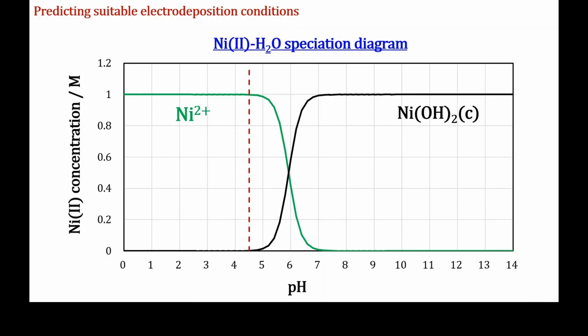And realistically, if you look at any reports of nickel plating baths that don't contain complexing agents, which I'll go into in a bit, it's never at a pH that's higher than 4.5, because you don't want to risk getting that horrible hydroxide on your surface.